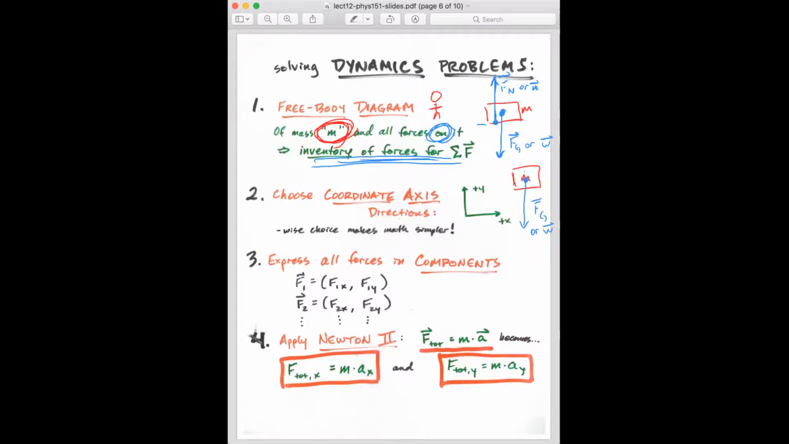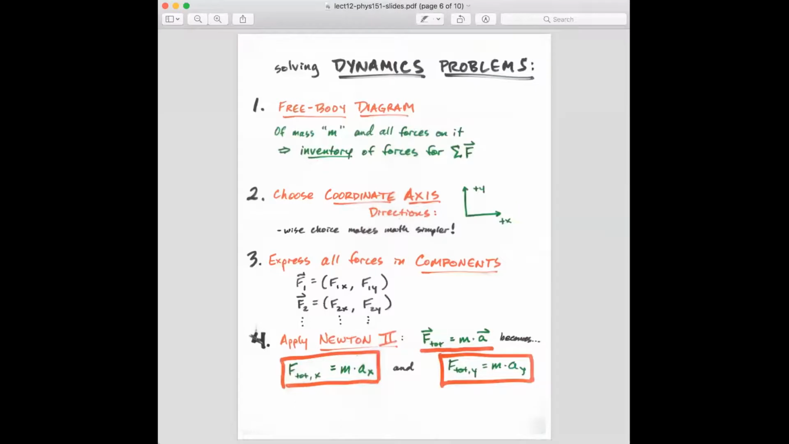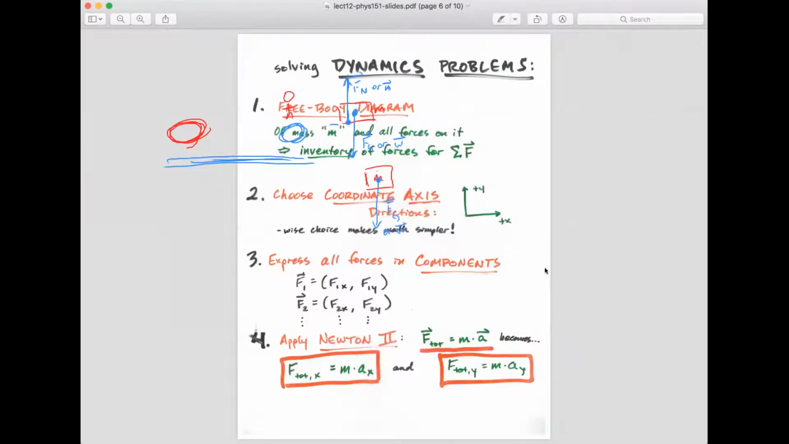And let me see if I can extend this window here a little bit. Okay, good. That'll give me a little more room to sketch this stuff.